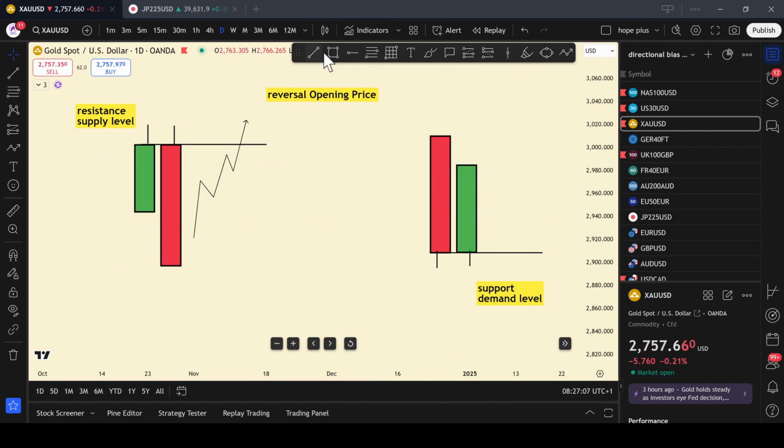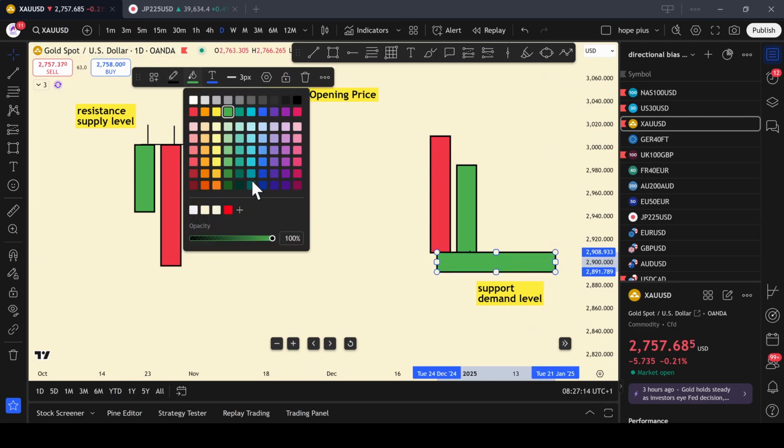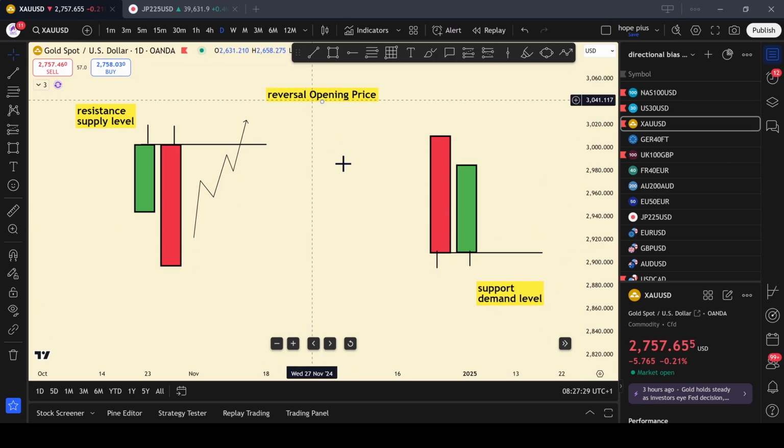Do not shade the region. Even though when I'm sending out my signals, sometimes I mark it as a region so that you might see it clearly, what I'm looking at is not the whole region. I'm just looking at this level. This is the key level for me to take my trades.